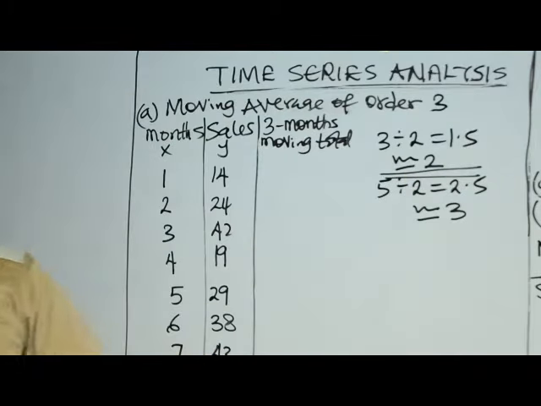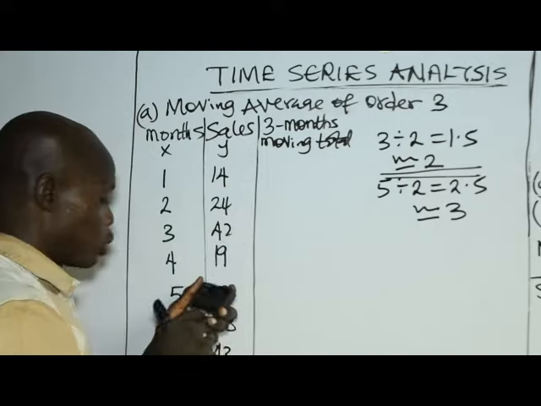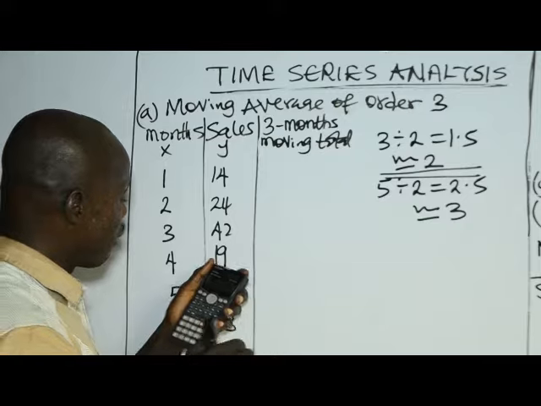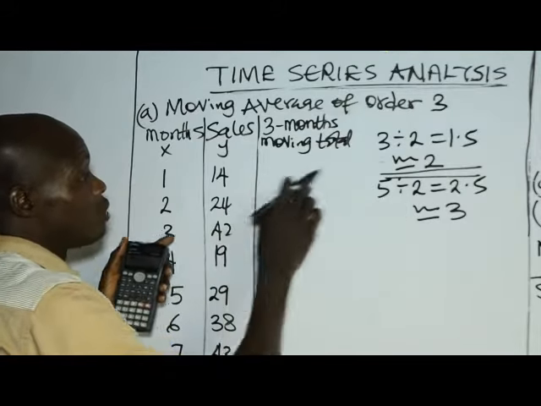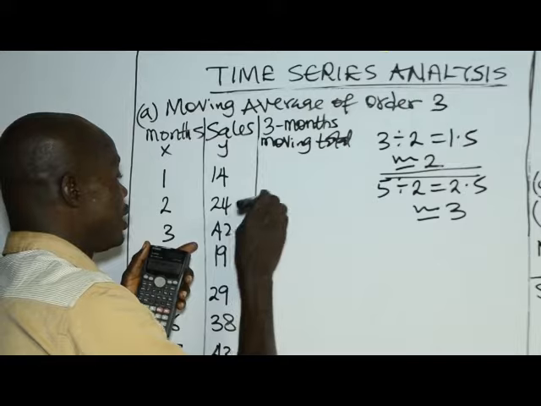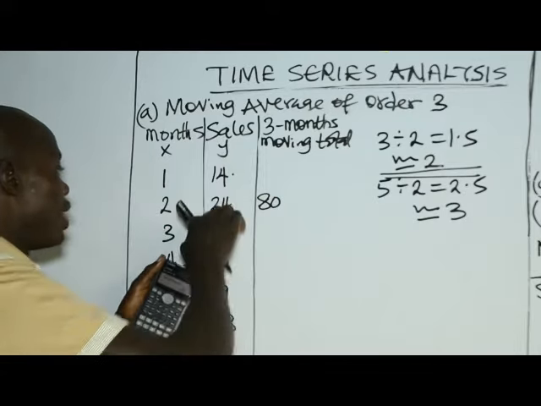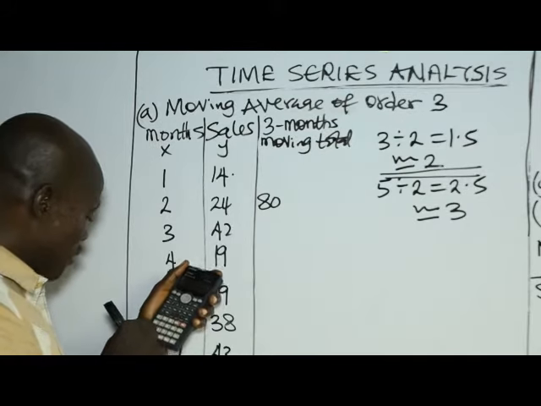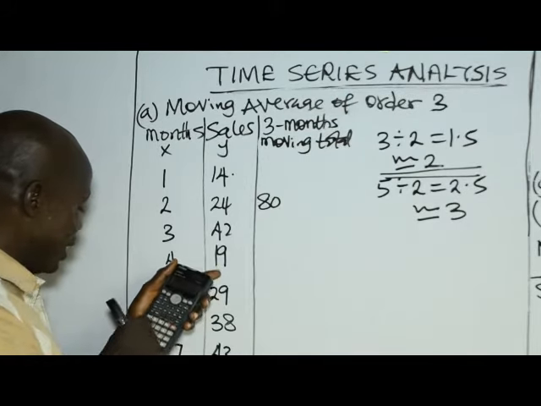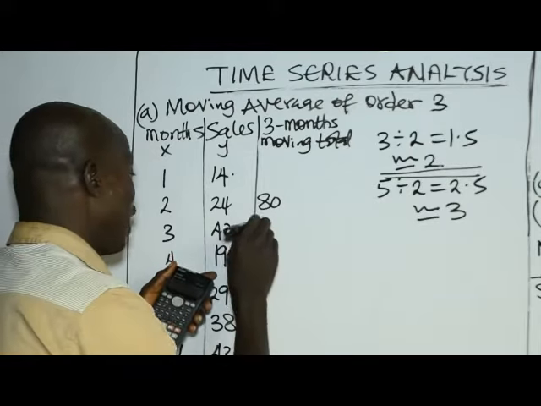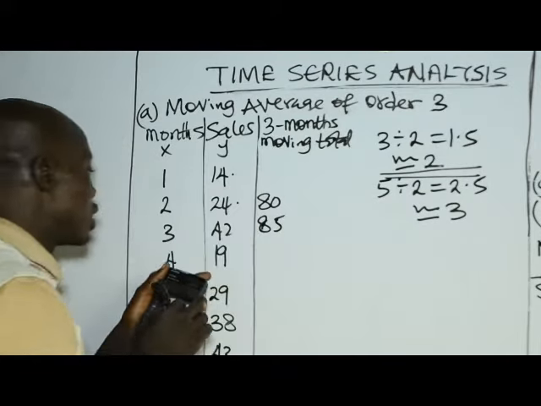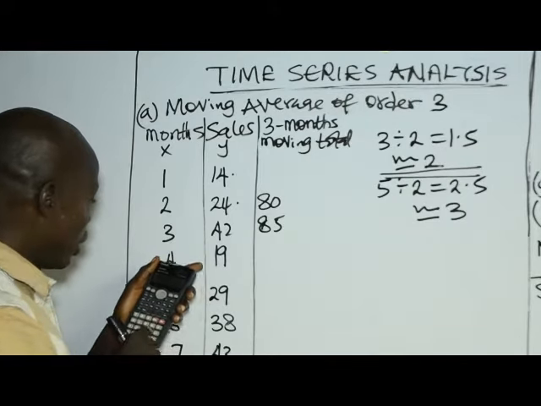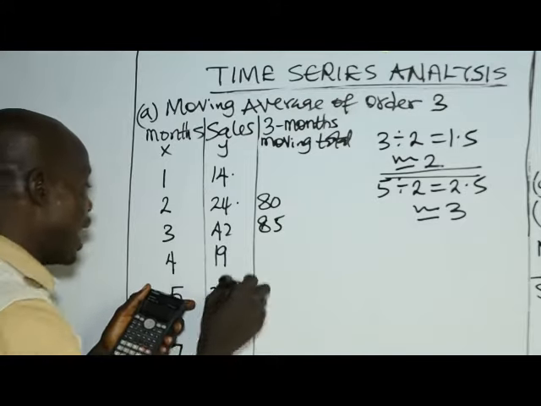Now, for 3 months, you add 14 plus 24 plus 42, and that gives us 80. You start inserting it from the 2nd month. Then you drop the 14 and start your addition from 24 again: 24 plus 42 plus 19, that is 3 months, gives 85. Then you drop 24 and start from 42 again: 42 plus 19 plus 29 gives us 90.